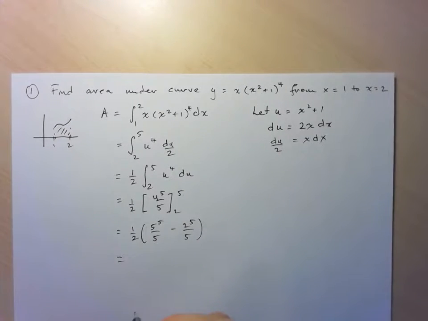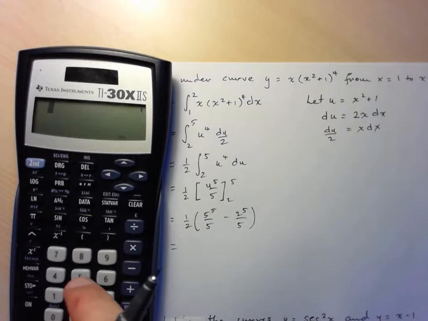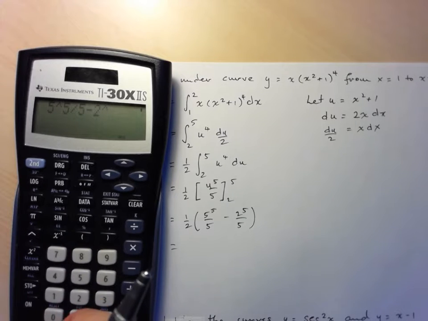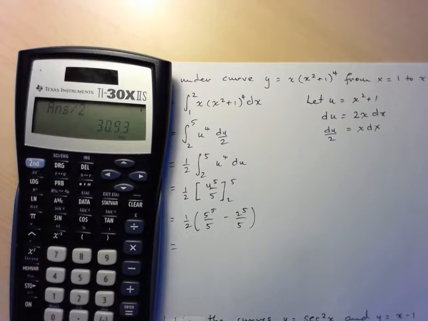Okay, and now I don't feel like doing 5 to the 5, so let's just use our calculator here. So 5 exponent 5 divided by 5 minus 2 exponent 5 divided by 5 equal to that, divided by 2. Okay, 309.3.